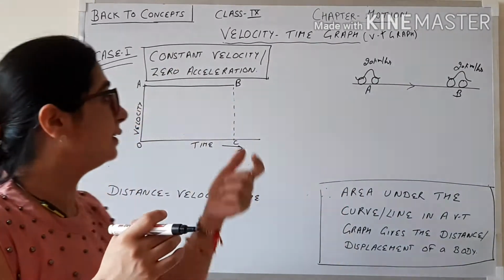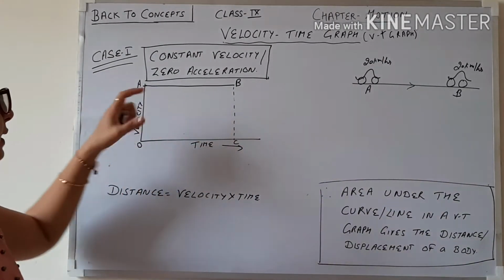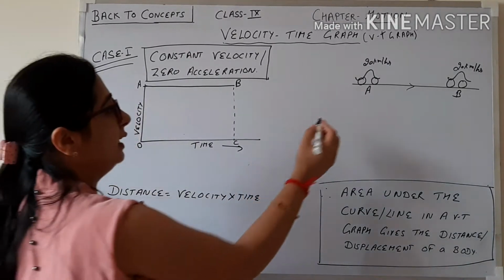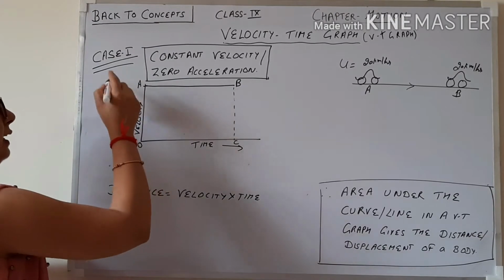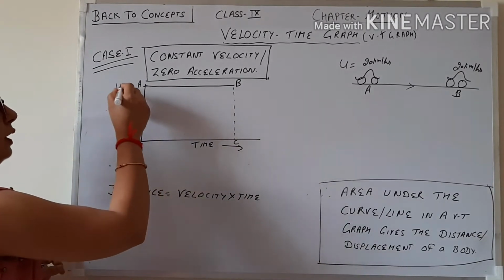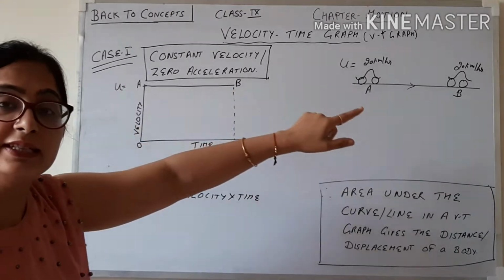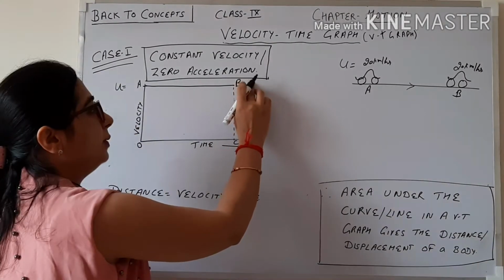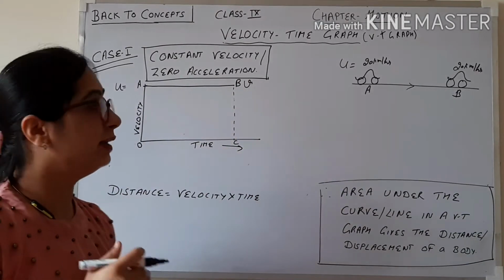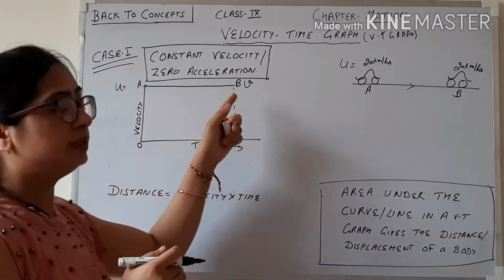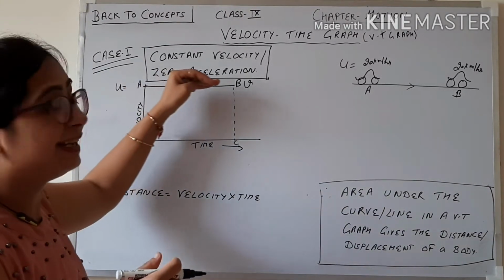So, in this graph, we represent this scenario like this. Here is the initial velocity, equal to 20 km per hour, and we will write here u. At point B, its velocity is again 20 km per hour. Represent this point B as velocity v, the final velocity, and in the whole journey its velocity remains constant. So this will be a straight line.